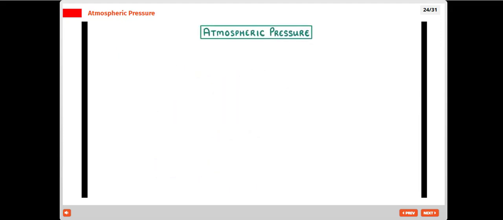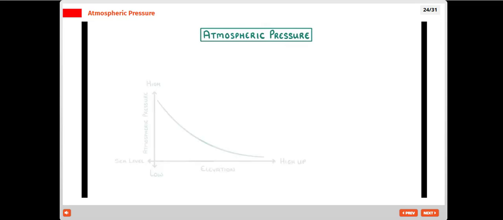In this video, we're looking at atmospheric pressure, and this idea of the density decreasing as you get further and further away from the Earth is one of the main reasons why atmospheric pressure also decreases the higher up you go. We can see this if we plot a graph of atmospheric pressure against elevation above sea level.